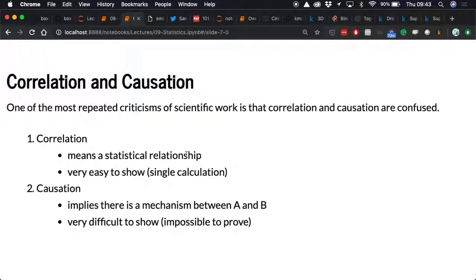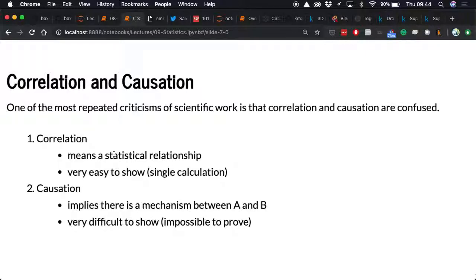I presume most of you have heard that correlation and causation are not the same thing. This is probably one of the most important core ideas in statistics, and the most common criticism of scientific work is that you're confusing correlation with causation. Correlation means that there's a statistical relationship between two things that you look at.